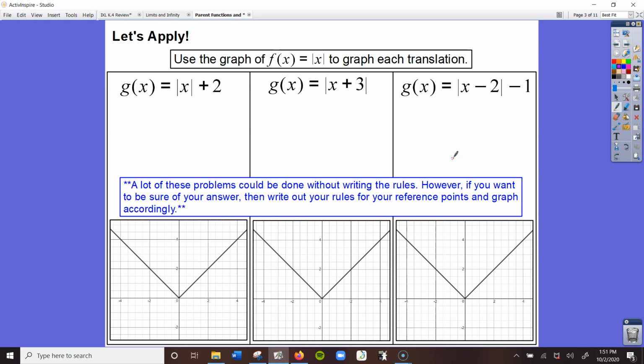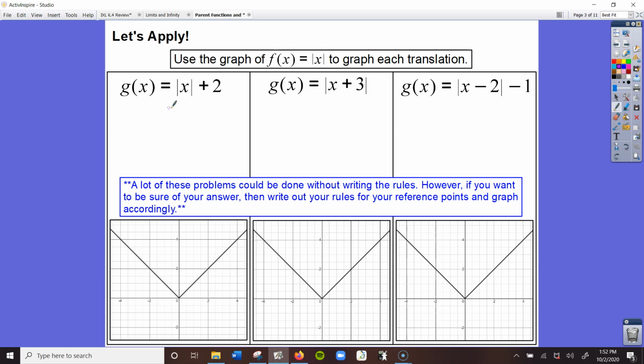Now, translations are the easiest type of transformation, and you can do so by just simply moving the graph around. You don't really have to do much work. You can do it by sight. However, a lot of the graphs that we're going to be working with are going to have multiple types of transformations, and it's just useful to get used to writing the rule of the transformations so that you can do all of that at the same time.